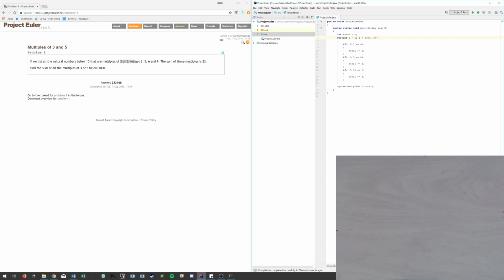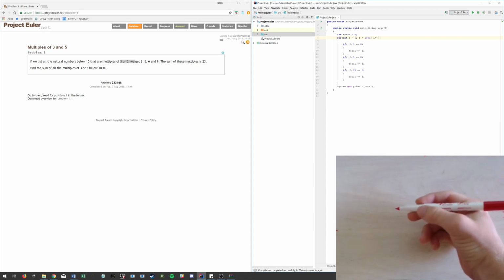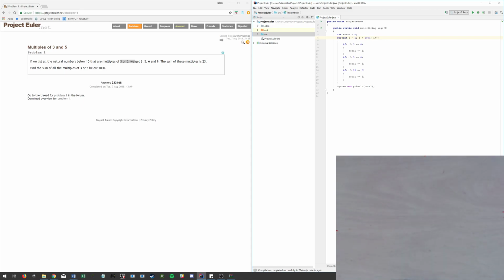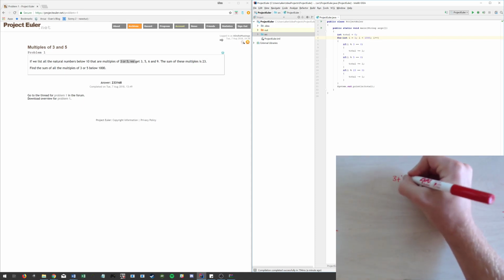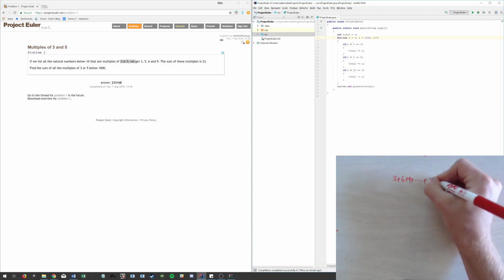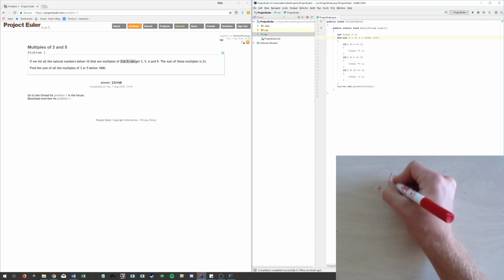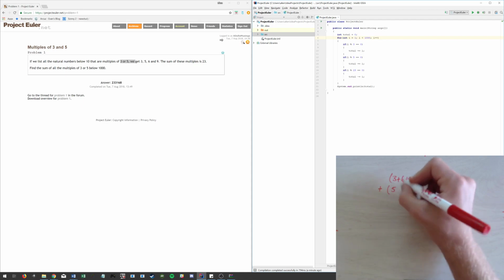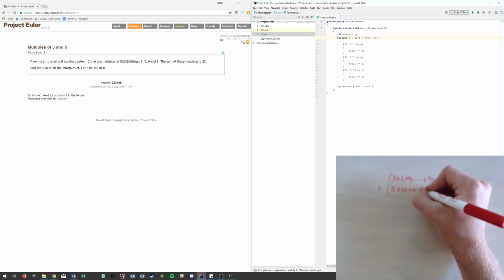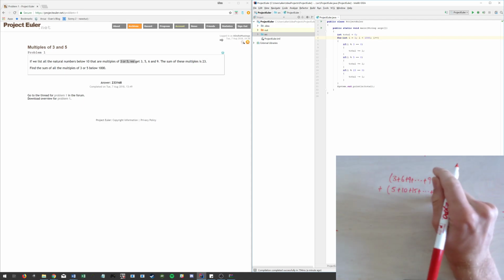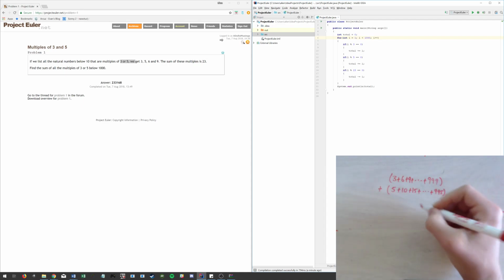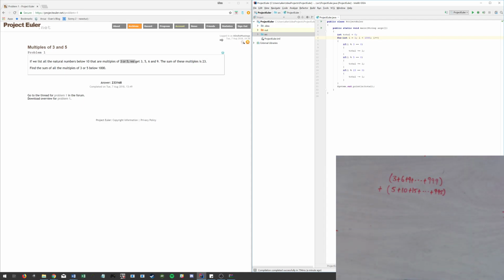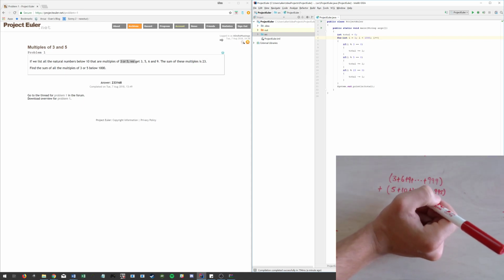So if we come down here, notice that there is a way to represent this process mathematically. We are adding up all the multiples of 3 and 5 below 1,000. So really what we're doing is the following. That. However, remember that 15 and all multiples of 15 are going to be in both of these sequences.